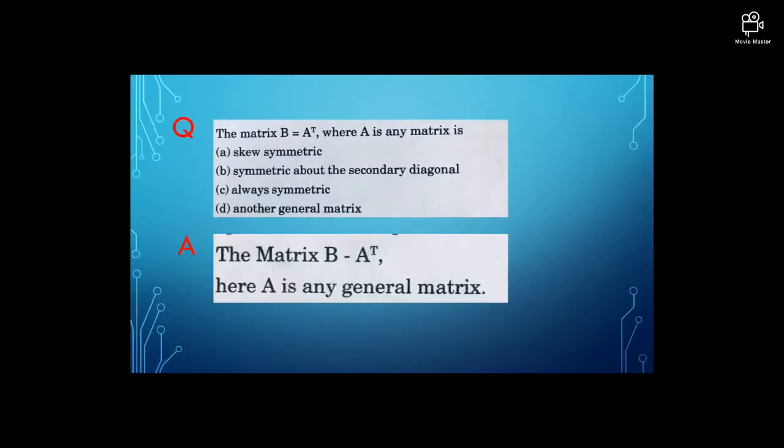Next is, the matrix B is equal to A transpose, where A is any matrix, is what? So we have to find out what type of matrix it is. So from the given condition we can just conclude it is a general matrix. So the option will be option D.